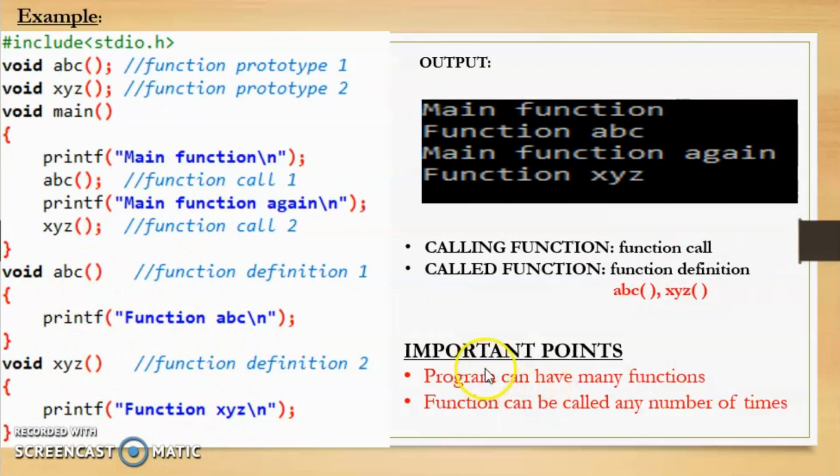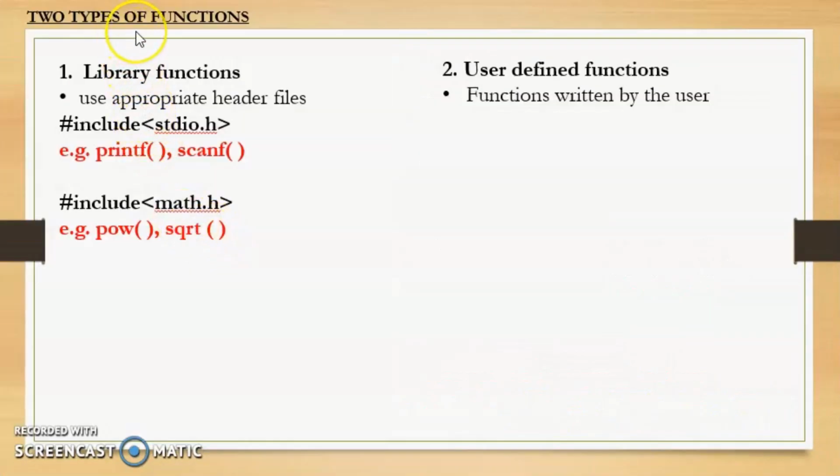Also, two important things we need to note here is that a program can have more than one function, or it can have many functions. And second thing is that a function can be called any number of times, or it can be called more than once. So let us see the types of functions.